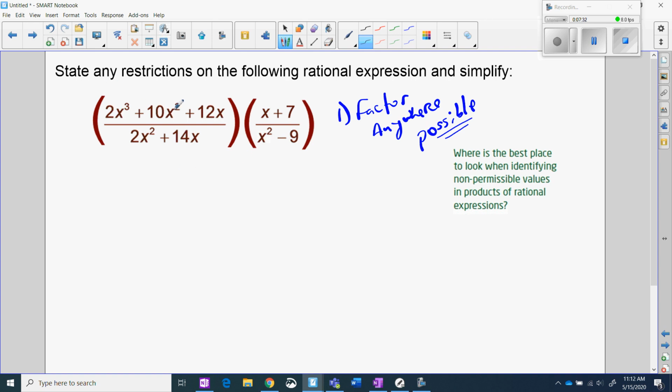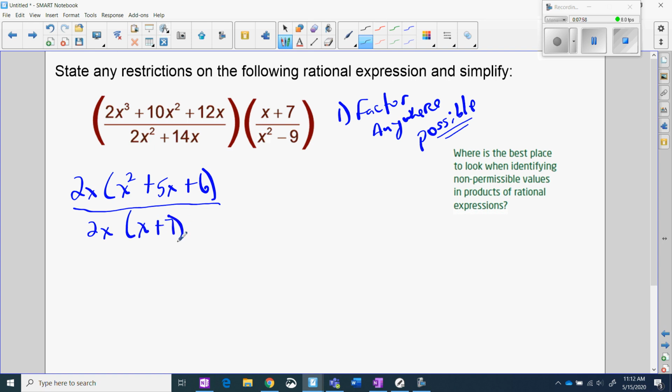When I look here, I notice certainly they're all divisible by 2. They also all have a factor of x in them. So the first thing I'm going to do is take the greatest common factor of 2x. That will leave me with x squared plus 5x plus 6. Factor the denominator, also a GCF of 2x. Multiply that by x plus 7.